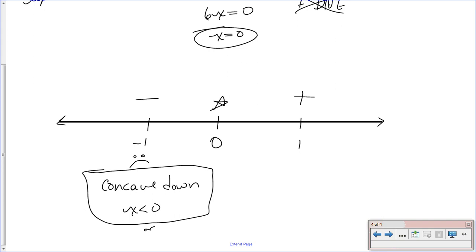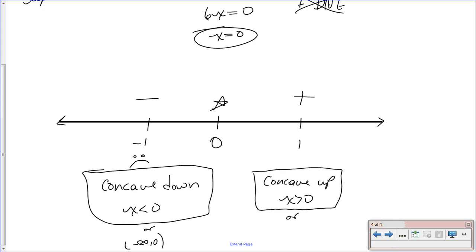Or you can write your interval as negative infinity to 0. So I could say concave down for x is less than 0, or negative infinity to 0. And over here it's positive, so that means it's concave up for x is greater than 0, or you could write it in interval notation, 0 to infinity. So over here it's concave up, so it's happy.